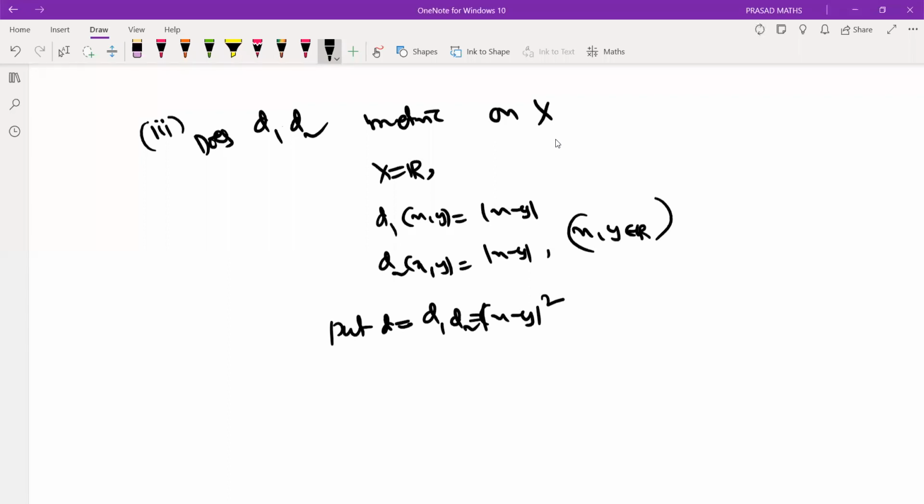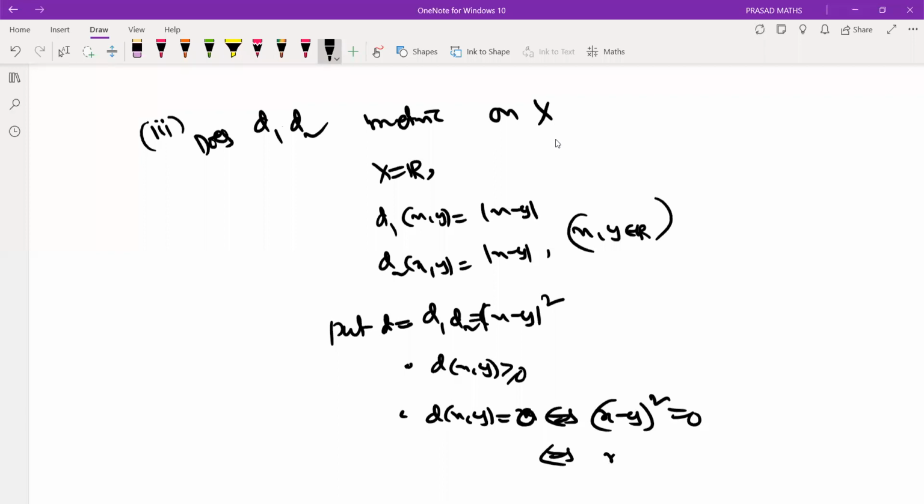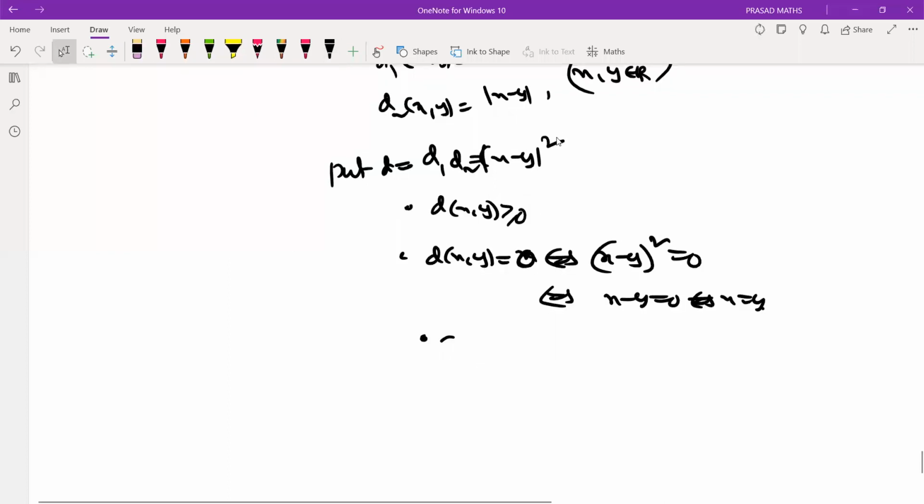Means there is no problem with non-negativity because square is there. x square is always non-negative. Non-negative is there. And distance between x and y is 0 if and only if x minus y whole square is equal to 0. That means x minus y is 0 if and only if x equals y. There is no problem with the symmetric property because square is there. So clearly the square is symmetric, therefore it satisfies the symmetric property.